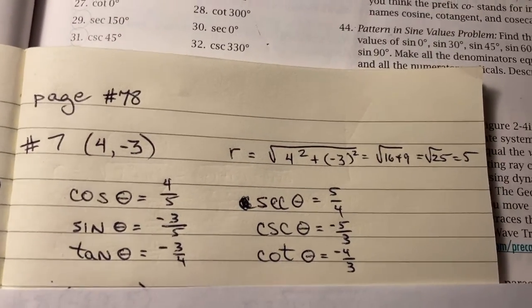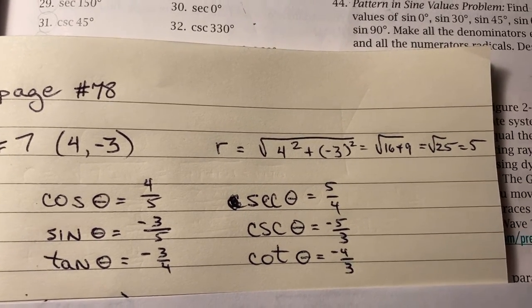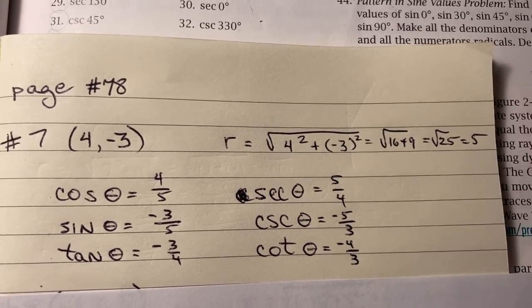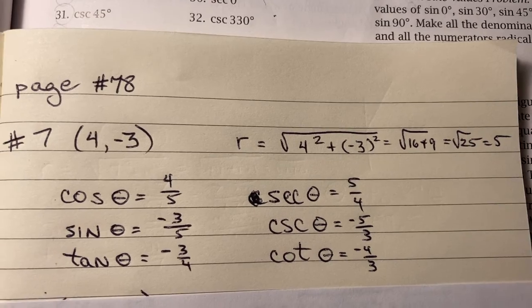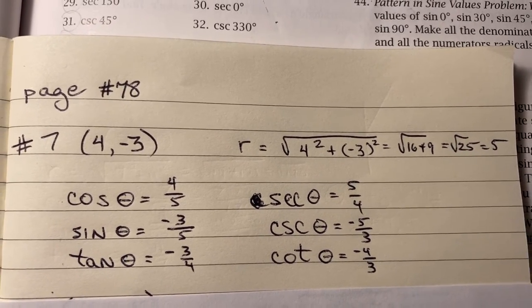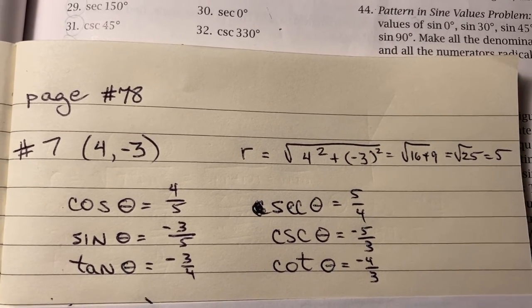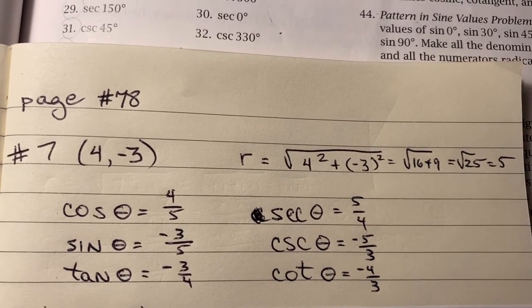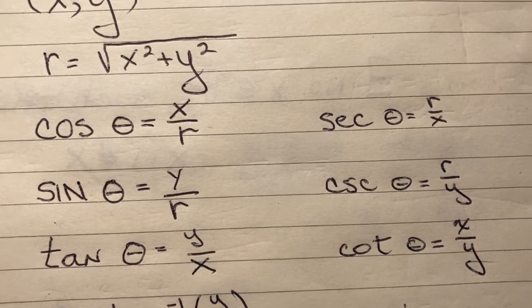For the next problem here on page 78, 4 comma negative 3 is the point. That puts r again at 5, because 3, 4, 5 is a Pythagorean triple, which means the cosine of theta is 4 over 5, the sine of theta is negative 3 over 5, the tangent is negative 3 over 4, and the reciprocal functions are secant theta is 5 over 4, cosecant theta is negative 5 over 3, and the cotangent of theta is negative 4 over 3. Again, there's nothing to be done here except put the numbers into the definitions, and we're done.